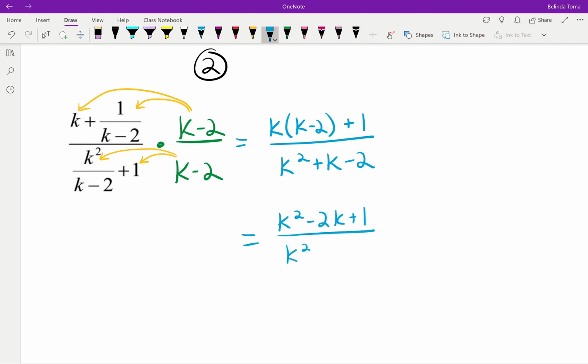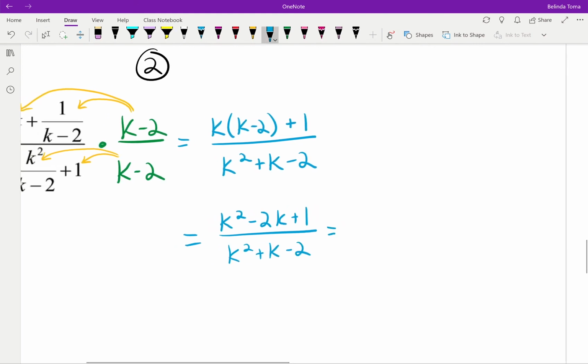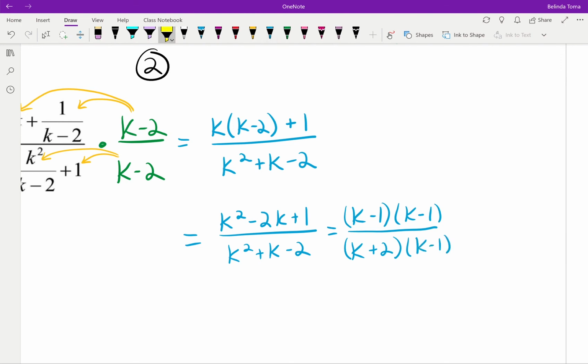And we have a trinomial divided by a trinomial, so we're going to look to see if we can factor to cancel. The perfect square trinomial in the numerator, and the denominator is going to be k plus 2 times the quantity of k minus 1. And we look and we see, hey, we've got a match in the k minus 1. So we're going to cancel out those common factors, and our final answer would be k minus 1 divided by k plus 2.